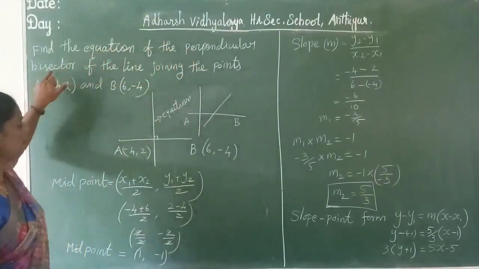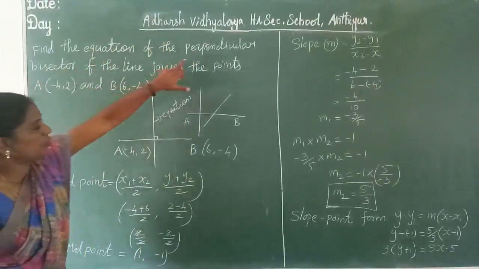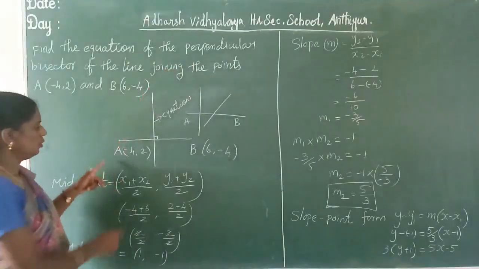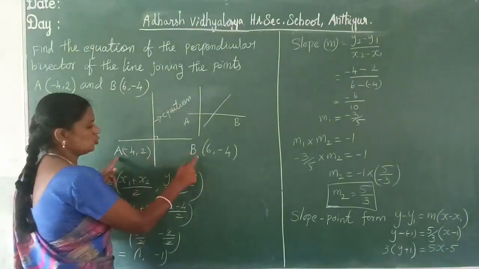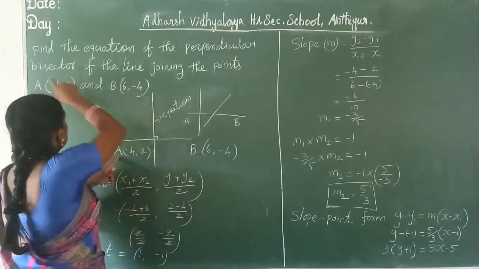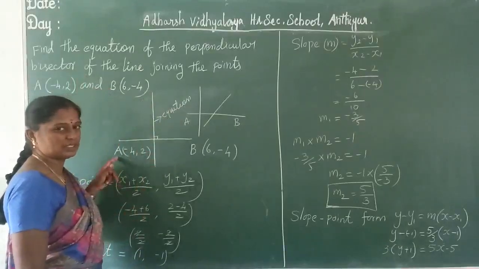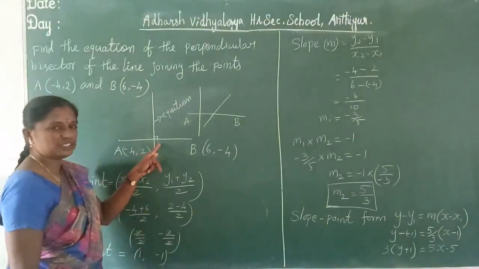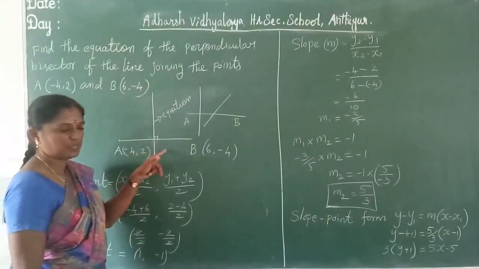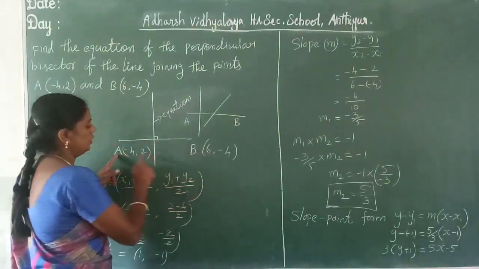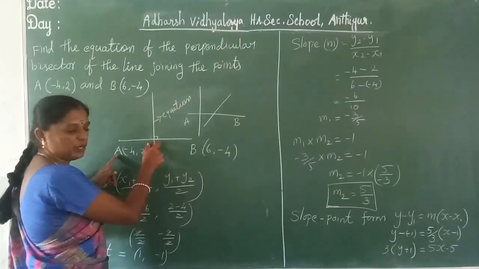Perpendicular and bisector. Perpendicular means m1 into m2 is equal to minus 1, so first you find the slope of these 2 points. And one more condition, bisector. Bisector means midpoint. When we discussed the midpoint, I told you that a midpoint is a bisector. So using these 2 points, we have to find the midpoint.